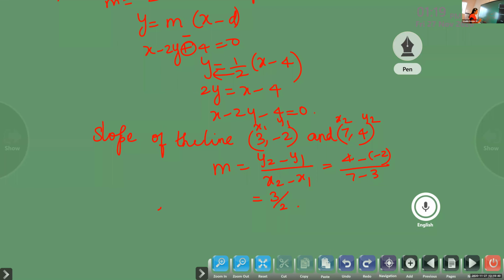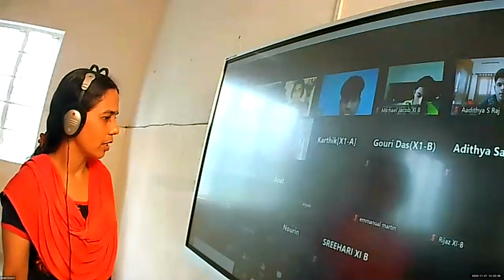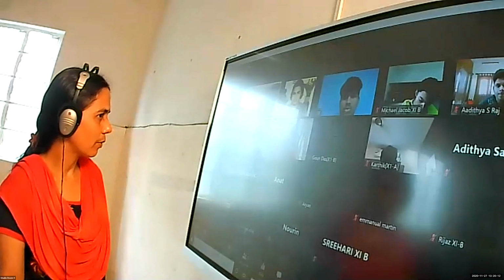Now children, what will be the slope of the perpendicular line? Minus 2 by 3. If the slope of a line is m, the perpendicular line slope is minus 1 by m. Next one. Is it clear? Is it okay, Srihari? Naureen?